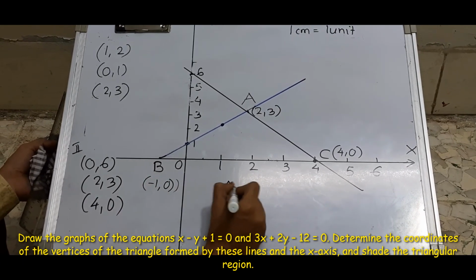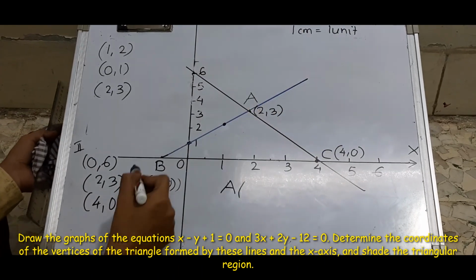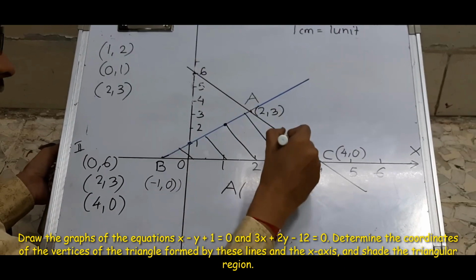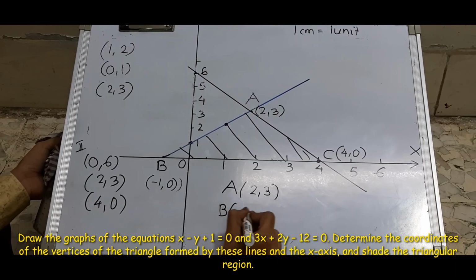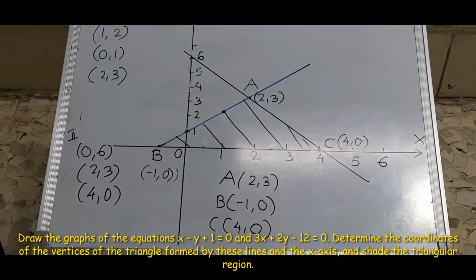So the coordinates of the triangle: remember, the triangle is formed by these two lines and the x-axis. So this is my triangle. You see, okay? So A is 2, 3, B is -1, 0, and C is 4, 0. Okay. Thank you.